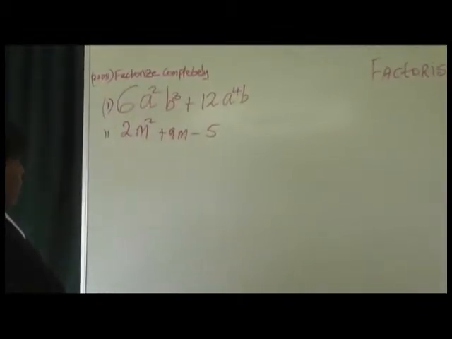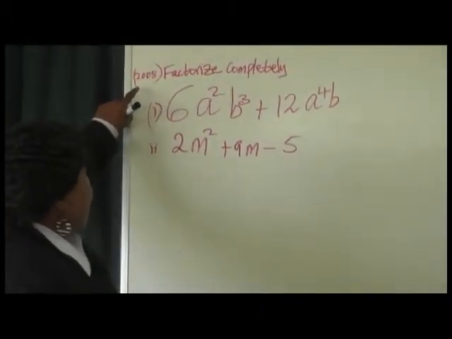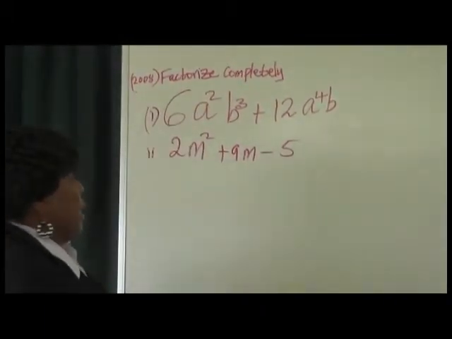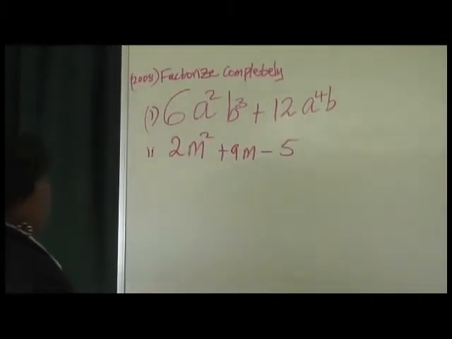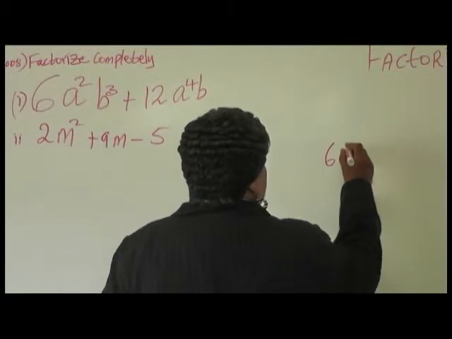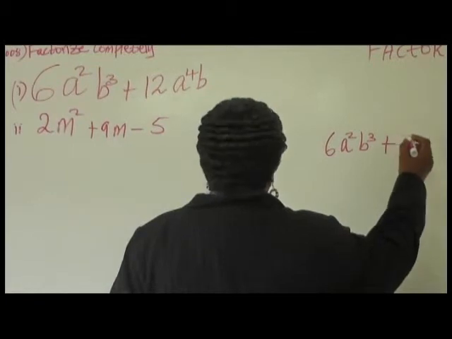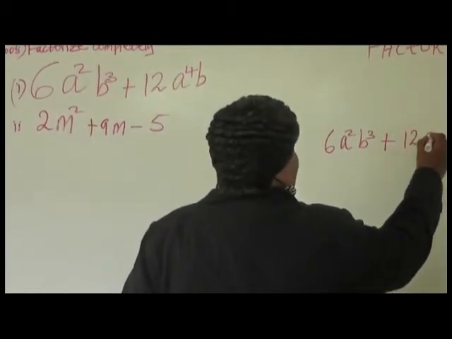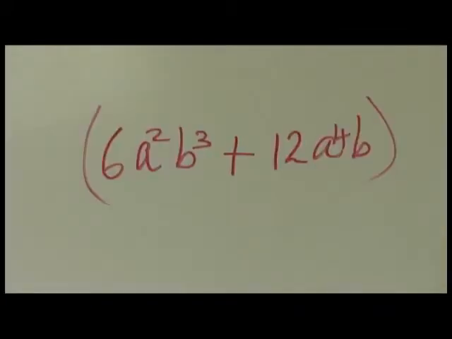Here we are. First, now this was the last part of a 4-part question that I had last week from the 2008 examination paper. And we have to factorize completely. And the first one, this is our 6 a squared b cubed, that's our first term, and it's plus our second term, which is 12 a to the 4th b. Put it in a bracket. Do not get confused, because you see plenty letters, one at a time.